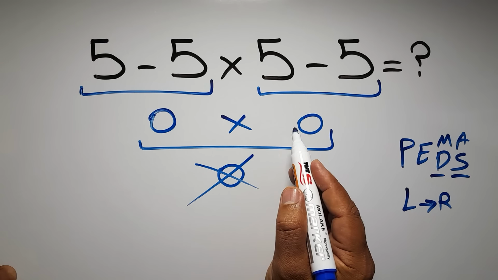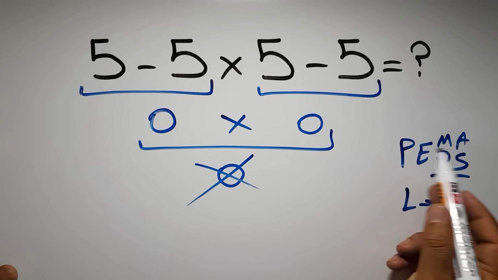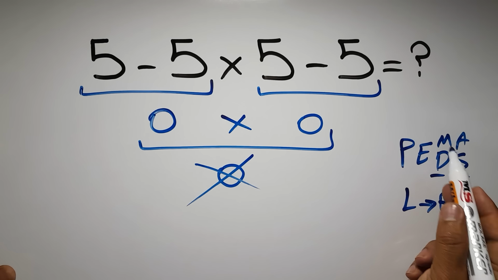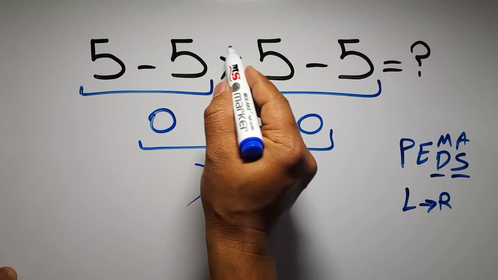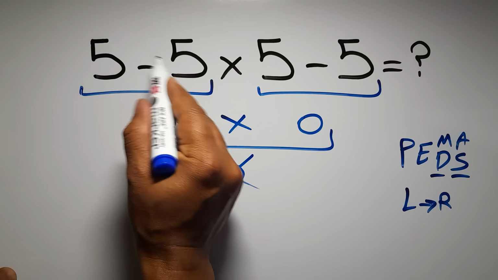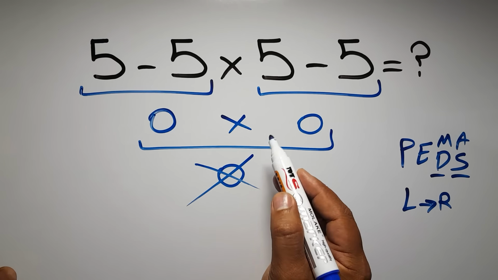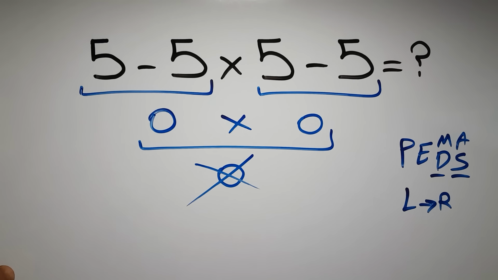In this expression, we have 2 subtractions and 1 multiplication. According to PEMDAS, multiplication has higher priority than subtraction. Multiplication comes before subtraction. So here, first we have to do this multiplication, then this subtraction, and finally this subtraction. If we do this subtraction before this multiplication or this subtraction, it is wrong.